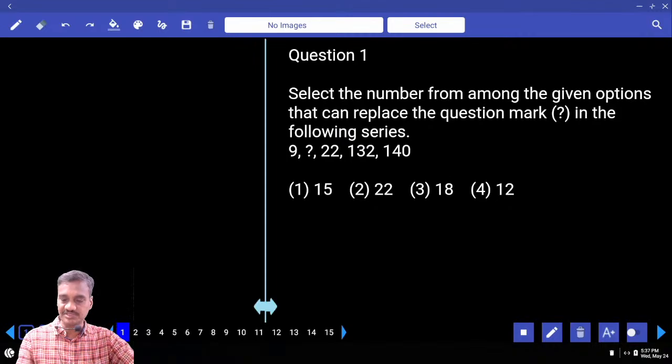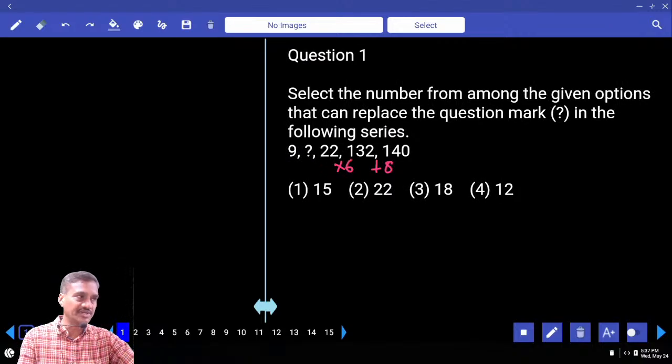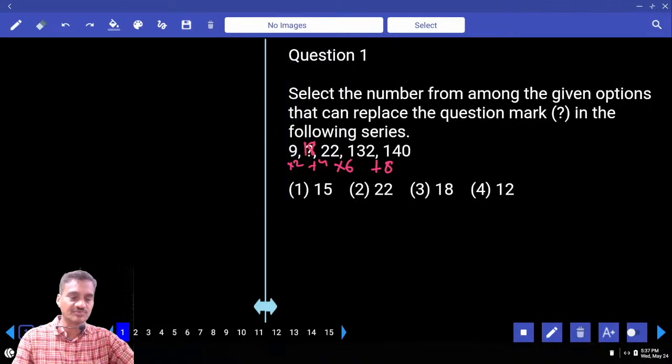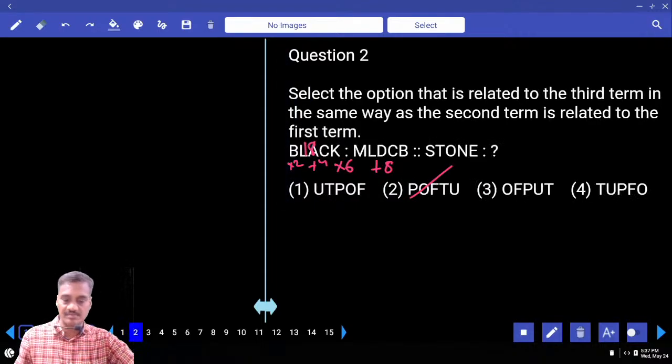132 and 140, the difference is 8. Then 22 and 32, 132 it is into 6, plus 8 into 6. And here it must be plus 4 into 2. 9 into 2 is 18, 18 plus 4 is 22. Into 2 plus 4, into 6 plus 8 and so on. And the missing number is 18, choice 3, question number 1.